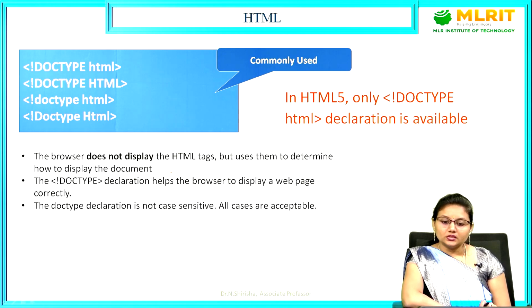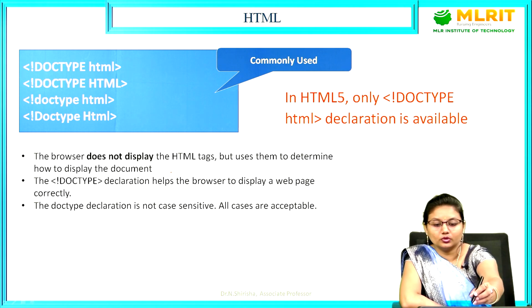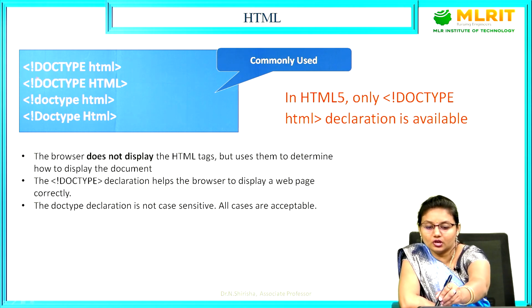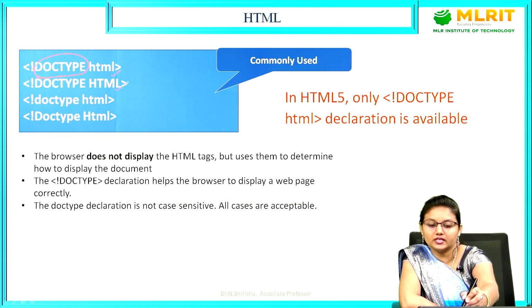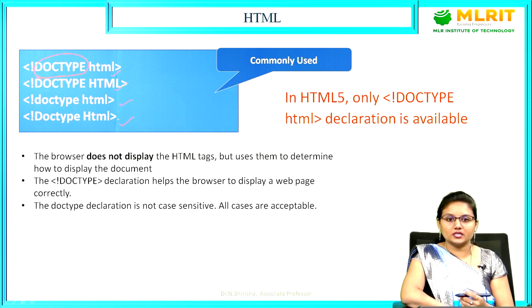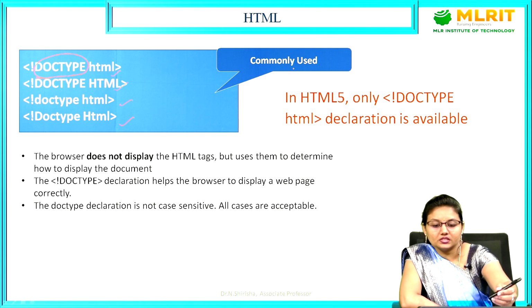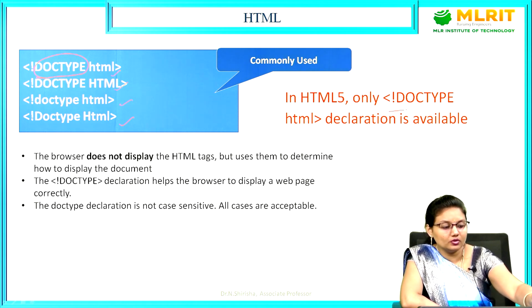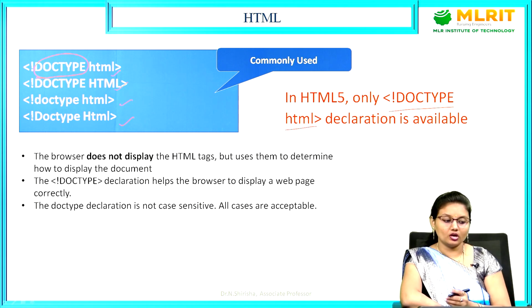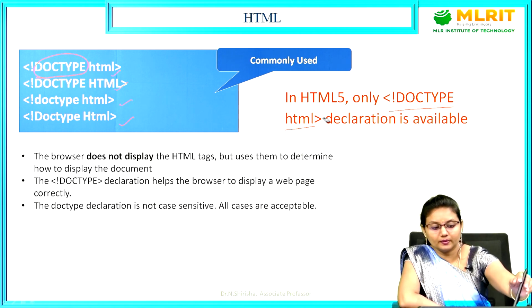Then the first and foremost line, the doctype. The doctype can be given like this. It can be given completely in capital letters, DOCTYPE HTML, or in lowercase or uppercase, or a mix of uppercase and lowercase; it is not case sensitive. Any way you can use it. In HTML5 only, it allows this declaration with DOCTYPE in uppercase and html in lowercase. This declaration is available. Okay.